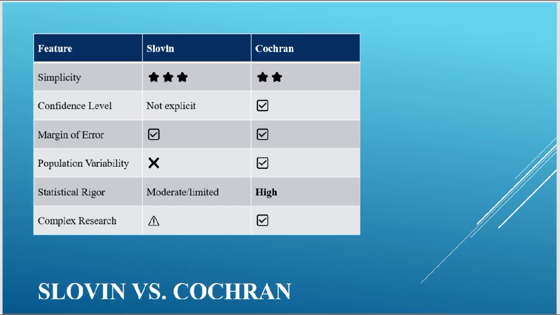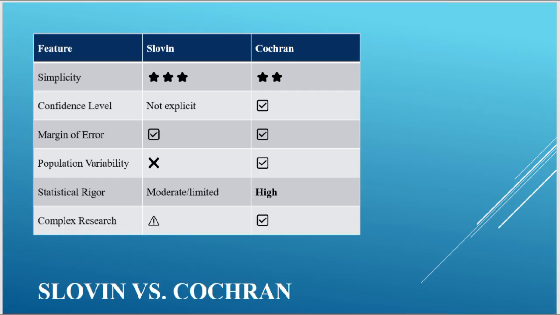Slovin's versus Cochran. Let's compare Slovin's and Cochran approaches. Slovin's formula is easier to calculate because it requires very limited information. However, it does not explicitly incorporate confidence level or population variability. Cochran formula is slightly more complicated, but it gives the researcher greater control over the statistical assumptions. It explicitly incorporates the confidence level, margin of error, and population variability. Therefore, when statistical rigor is important, Cochran formula is generally preferable.